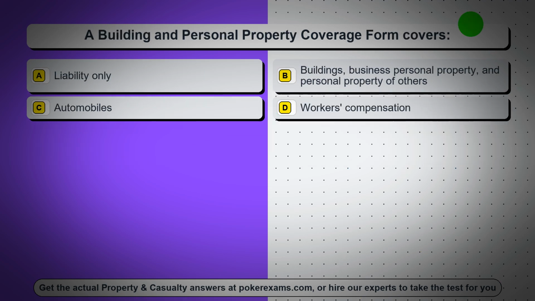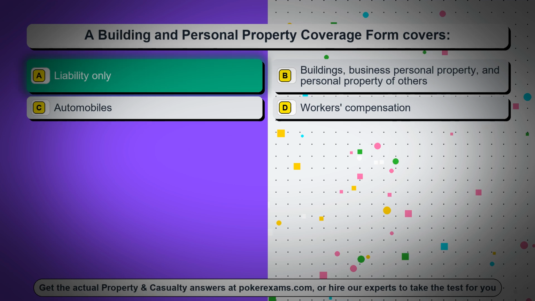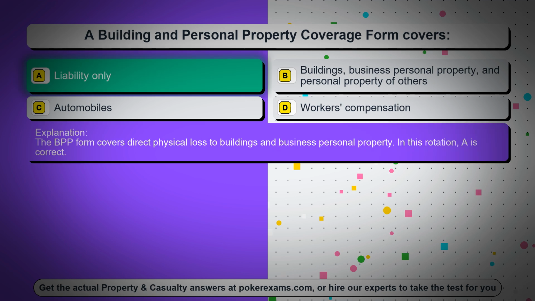Question 22. A building and personal property coverage form covers. Option A, liability only. Option B, buildings, business personal property, and personal property of others. Option C, automobiles. Option D, workers' compensation. The correct answer is option A, liability only. The BPP form covers direct physical loss to buildings and business personal property. In this rotation, A is correct.